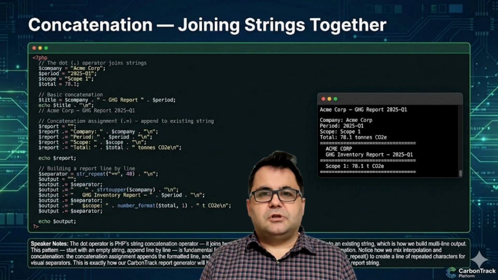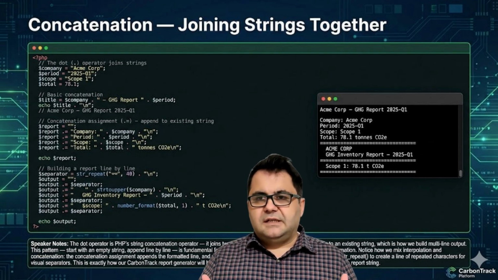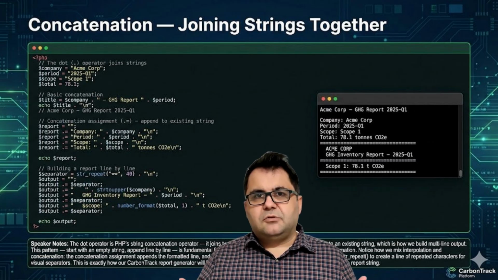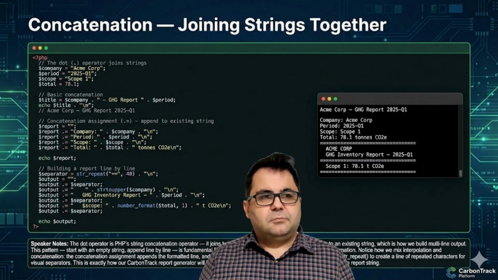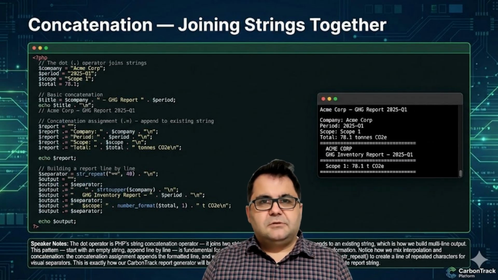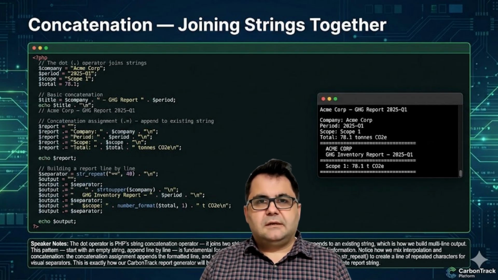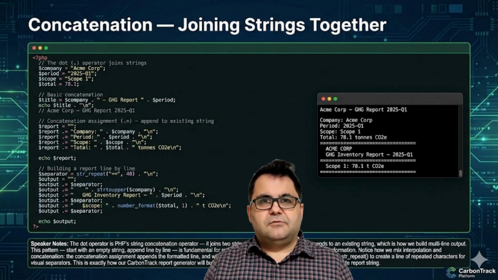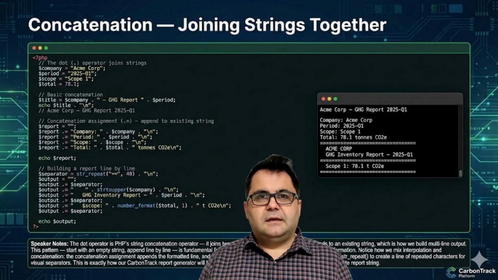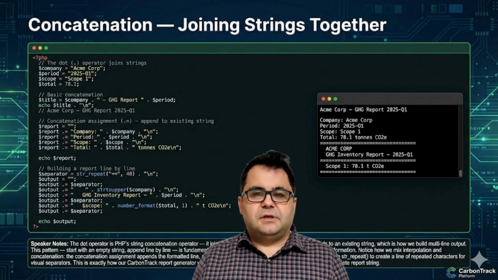It joins two strings together. The dot equals operator appends to an existing string, which is how we build multi-line output. This pattern, start with an empty string, append line by line, is fundamental for report generation. Each line adds one piece of information.